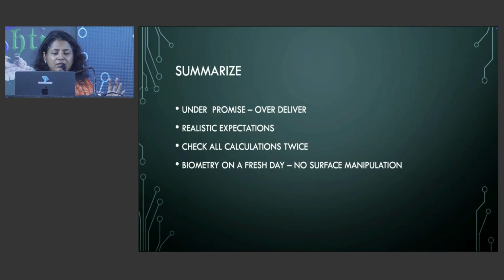So to summarize, again, realistic expectations, check all the calculations twice or thrice. Do your biometry on fresh days when there is no surface manipulation.